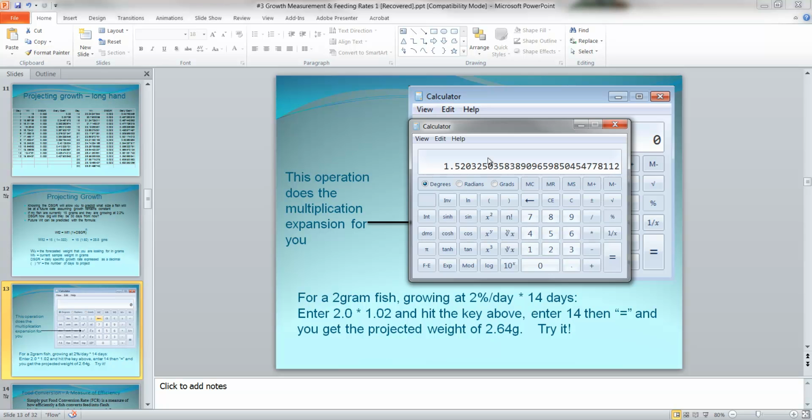So they're going to grow from 1.34 grams today. In 7 days, they're going to be at 1.52 grams. Okay, it's really very easy. Let's do it again. Let's do a different one.